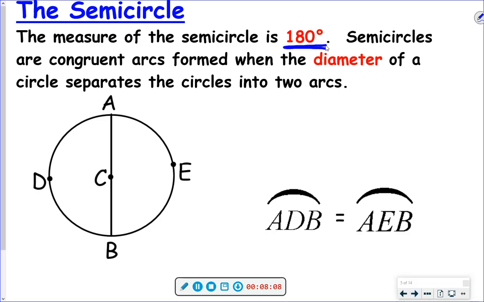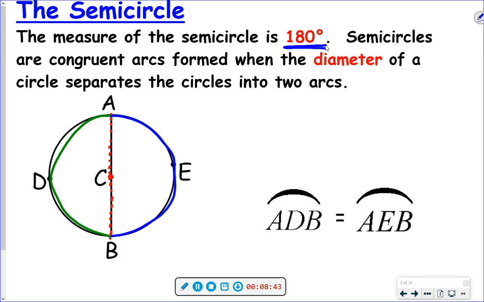So let's take a look at the picture and read a little bit more here. It says semicircles are congruent arcs formed when the diameter, now, vocab word, back to 10.1, goes through the center. It is a chord that goes through the center, and it clearly splits your circle into 2 equal halves. 180 on the left, 180 on the right. So of course you can see they're naming them congruent, arc ADB, so the left side, and you could call it BDA if you wanted, whatever. And then of course equals the right half.